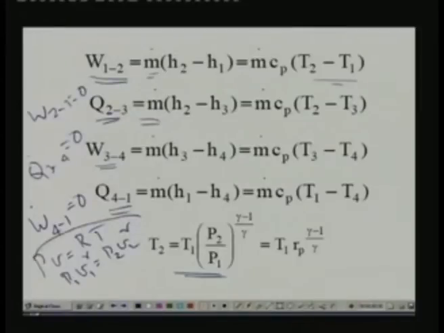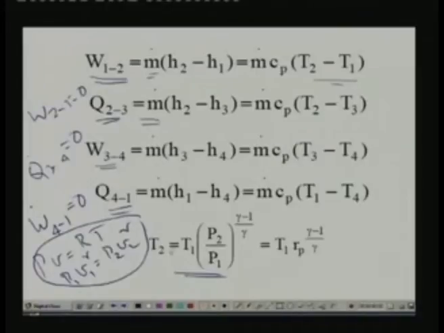Again for the process 1 to 2, you can get this equation very easily, as I was mentioning a little while ago. How do you get it? We can write PV is RT and P1 V1 to the power of gamma is P2 V2 to the power of gamma. If you are using these two equations, you can arrive at this expression.